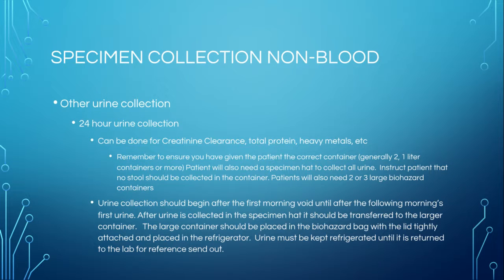Other types of urine collection that we might do would be like a 24-hour urine collection. And the reason why we do that is there are things that we need to be looking for, like heavy metals, total proteins, creatinine clearance.